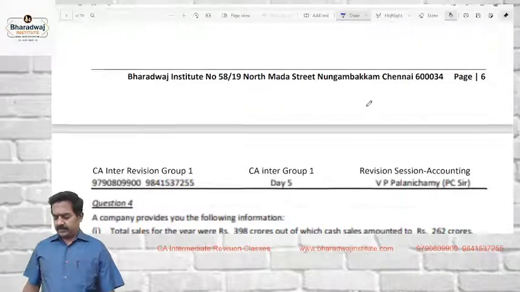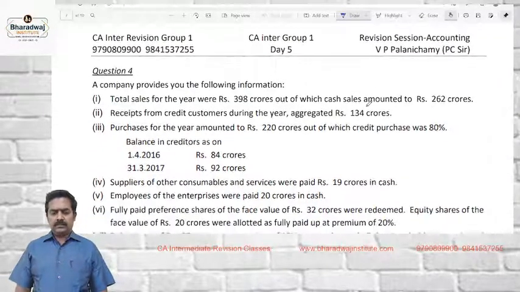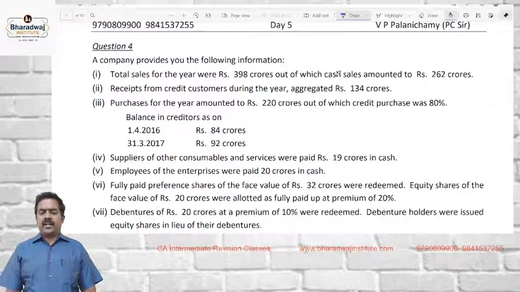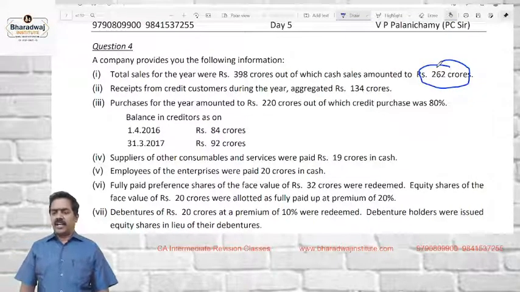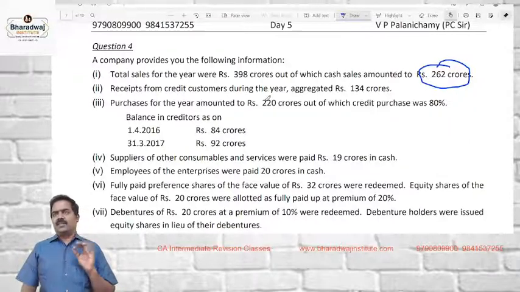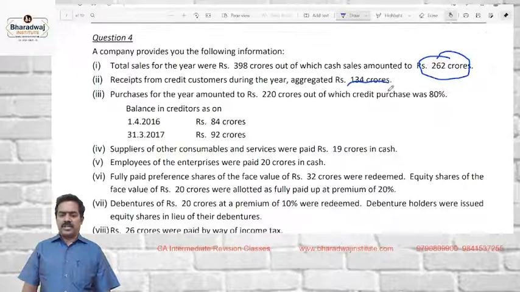Read the question. Total sales for the year 398 crores. Out of this, how much is cash sales? This is relevant for cash from operations. Whatever is relevant for CFO, let us take it. Then collection, how much is it worth? 134 crores. Yes, that should be taken.